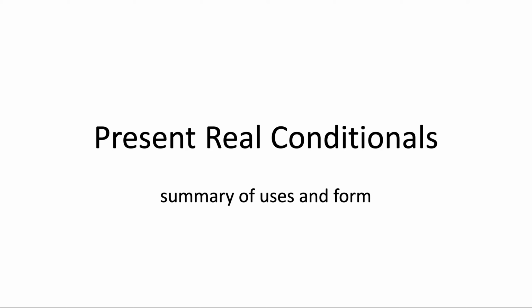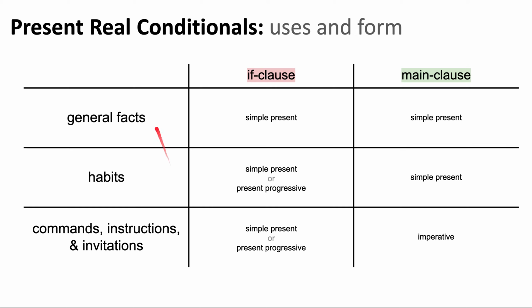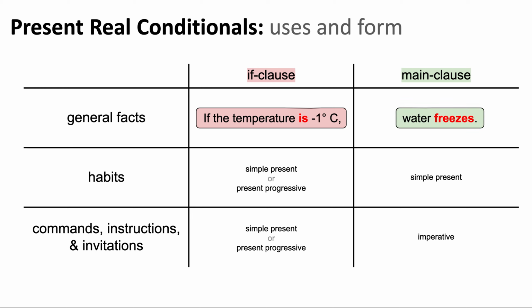Now let's do a quick summary of the uses and the form. So, for general facts, the if clause will be in the simple present. For example, if the temperature is -1°C. For the main clause, in the simple present. For example, water freezes. So, general facts, if the temperature is -1°C, water freezes.